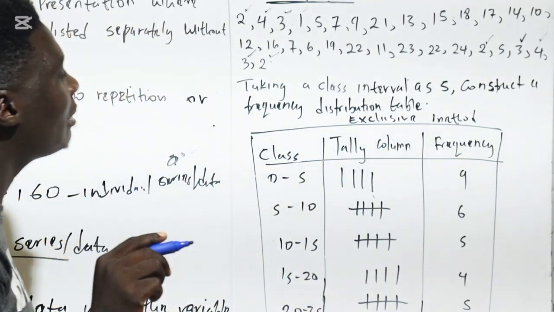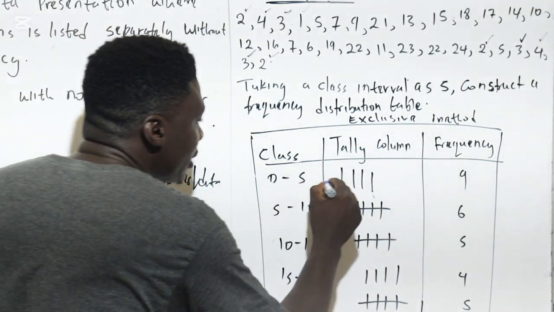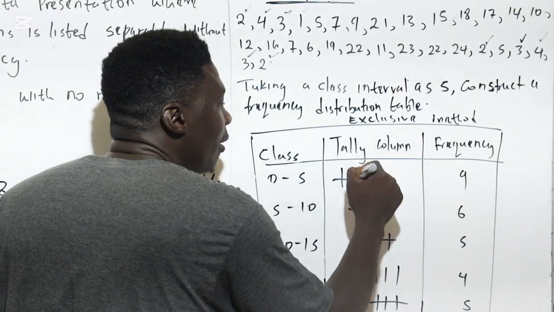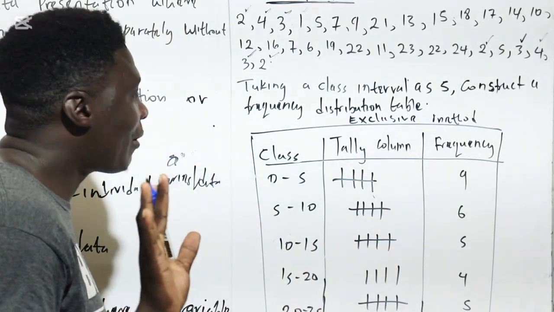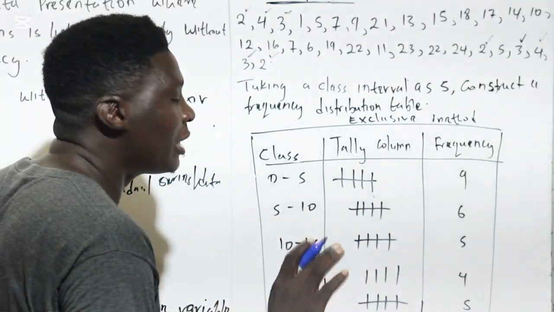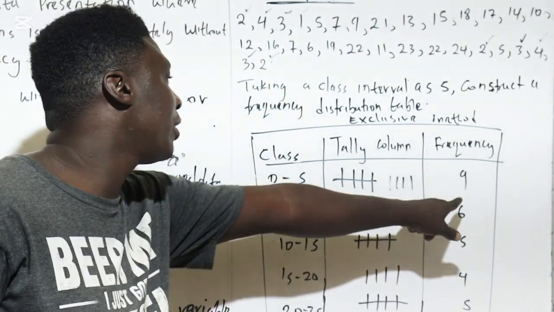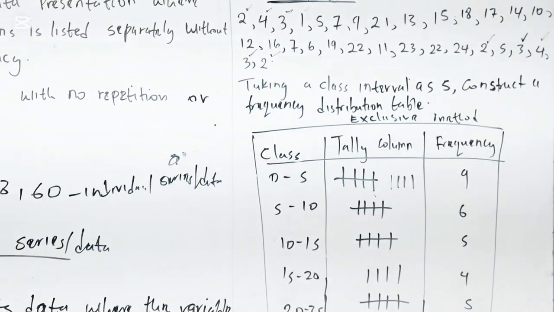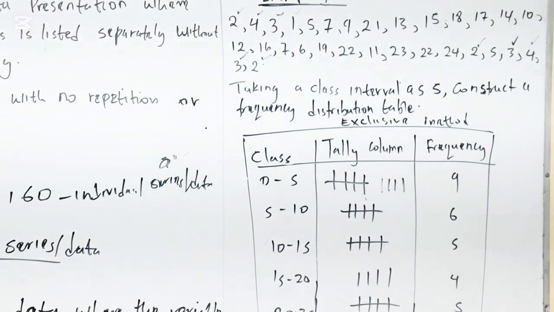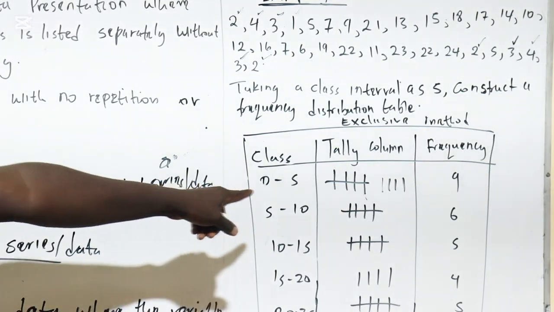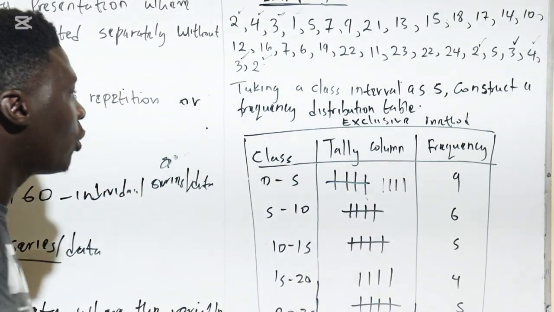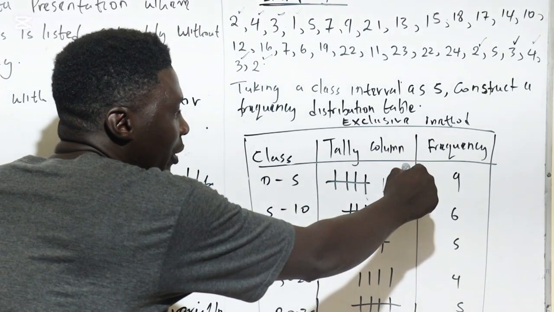When we reach the 4, before we get to 5, we cross. That will be 1, 2, 3, 4, 5. So we have 9. The first step will be 1, 2, 3, 4, 5, remaining 4: 1, 2, 3, 4. So we write the frequency, which is 9. Hope you've understood how to represent the value 9 in the tally column. We start with 1, 2, 3, 4, 5, then 1, 2, 3, 4.